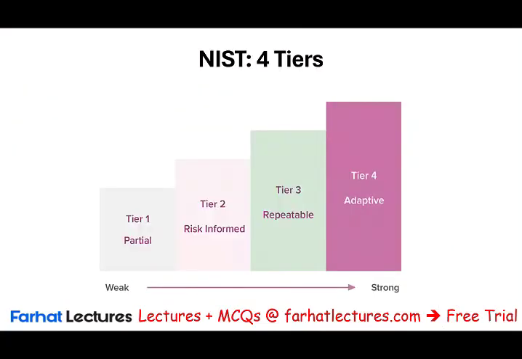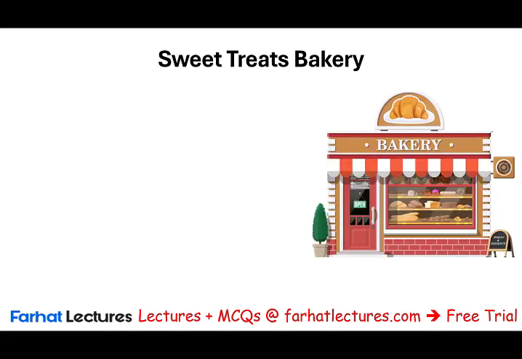And the way those 4 tiers are presented, going from partial to adaptive: partial is the weakest type of cybersecurity posture, and adaptive is the strongest cybersecurity posture. So we're going to explain the 4 tiers step by step. And to do so, I'm going to be using an example of a bakery, the Sweet Treats Bakery.